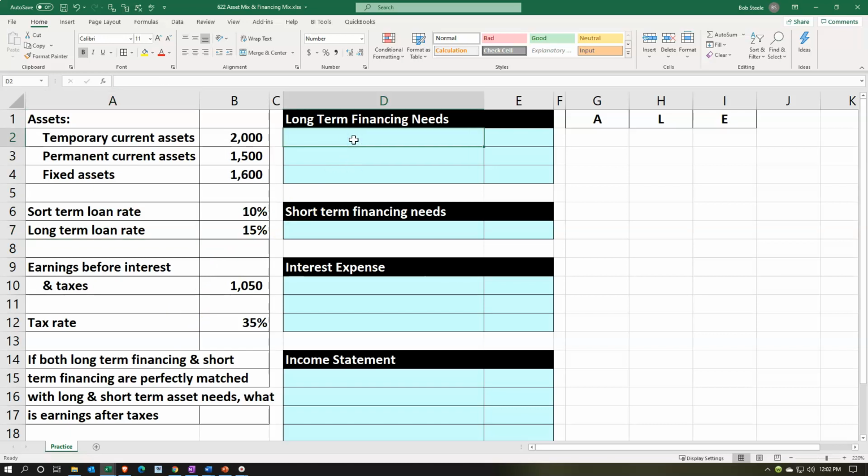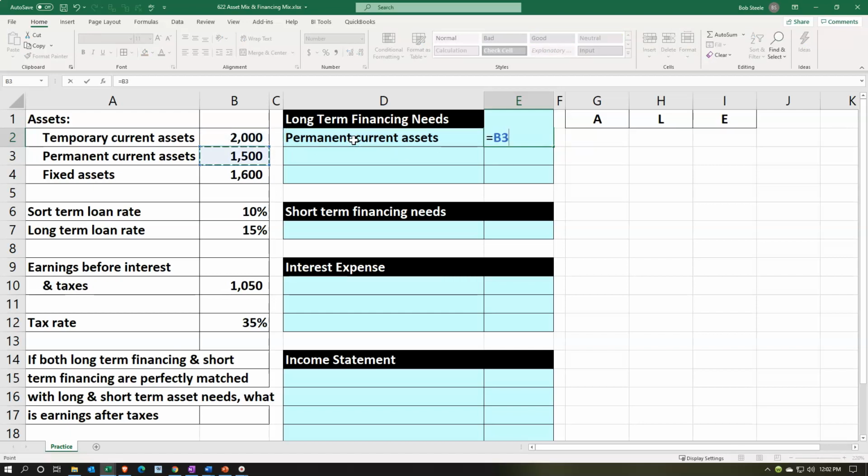What do we need in terms of the long-term financing? Well, we're going to be picking up, obviously, the fixed assets, but we also want these permanent current assets, which we're going to have to break out. We're going to have to look at our balance sheet. They won't always be broken out on the balance sheet. Those are only going to be current assets. So we'll have to look at those current assets and break them out into what we consider to be permanent and temporary. We're going to say the permanent current assets are the 1,500.